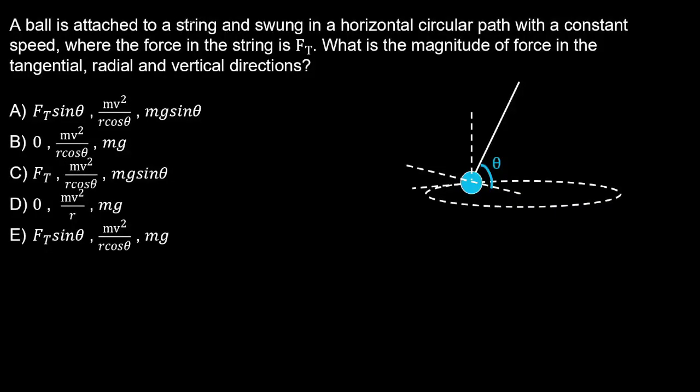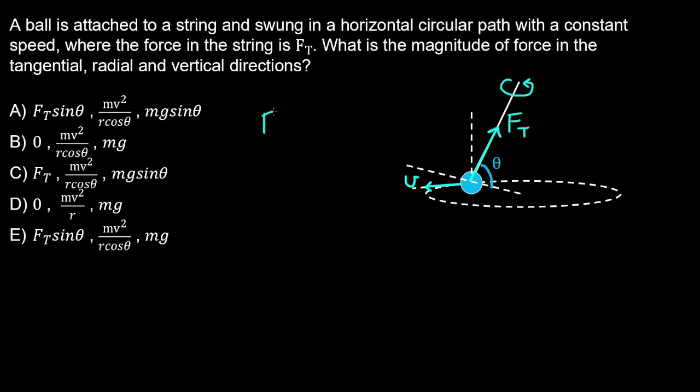A ball is attached to a string and swung in a horizontal circular path with a constant speed, and the force in the string is Ft, being the tension force. What is the magnitude of force in the tangential, radial, and vertical directions?